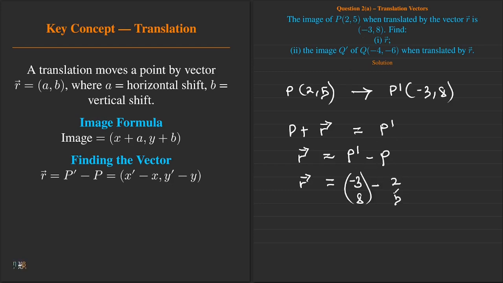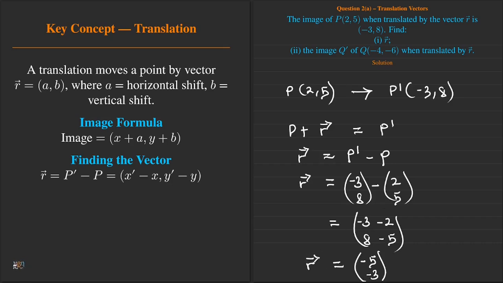So 2, 5. Let's do our needed simplification. So we have negative 3 minus 2, then 8 minus 5. Negative 3 minus 2 gives us a negative 5. Then 8 minus 5 gives us a 3. So this here is simply the translation vector we are looking for.